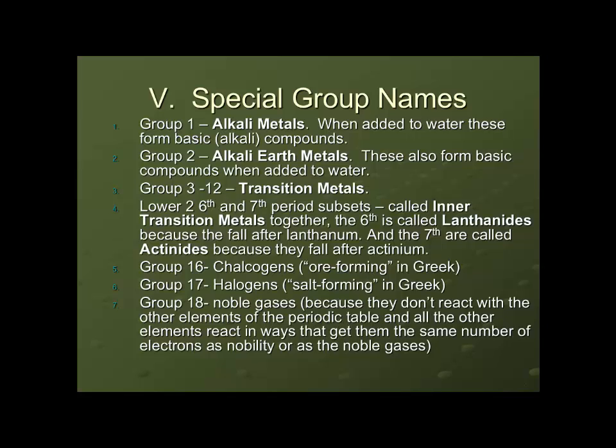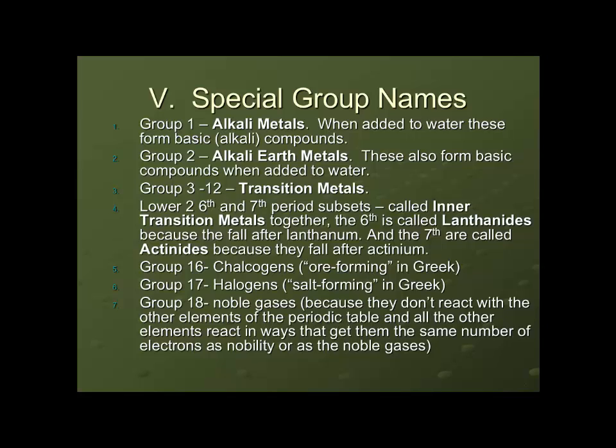There are some special group names. So your group 1, which starts with hydrogen, and then you have sodium. Hydrogen usually isn't lumped with them quite so much since it's a nonmetal, but the rest of them are called alkali metals. They call them that because if you take them and put them in water, particularly the ones at the top, they react violently. And when they react, you get flames shooting out, and you have a basic solution when you're done.